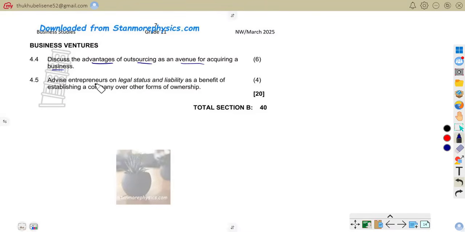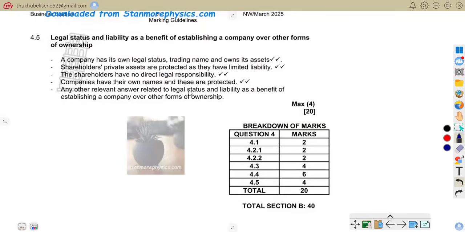4.5. Advise entrepreneurs on legal status and liability as a benefit of establishing a company over other forms of ownership. Here we are saying legal status and liability is a benefit of establishing a company over other forms of ownership. A company has its own legal status, trade name, and owns its assets.